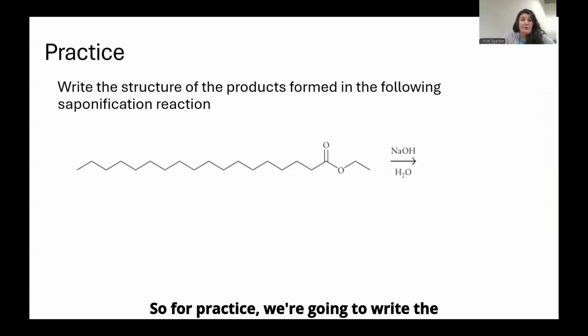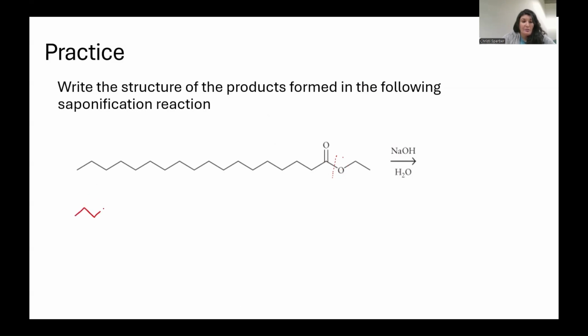So for practice, we're going to write the structure of the products formed in the following saponification reaction. So go ahead and pause the video, and when you're ready, we'll go through it together. So in the saponification reaction, we break this bond and we create a carboxylate ion and an alcohol.